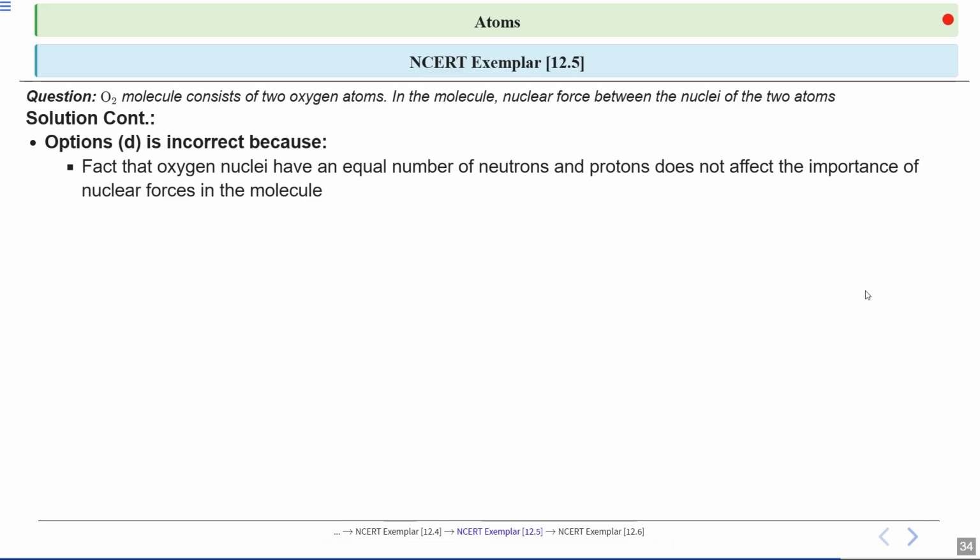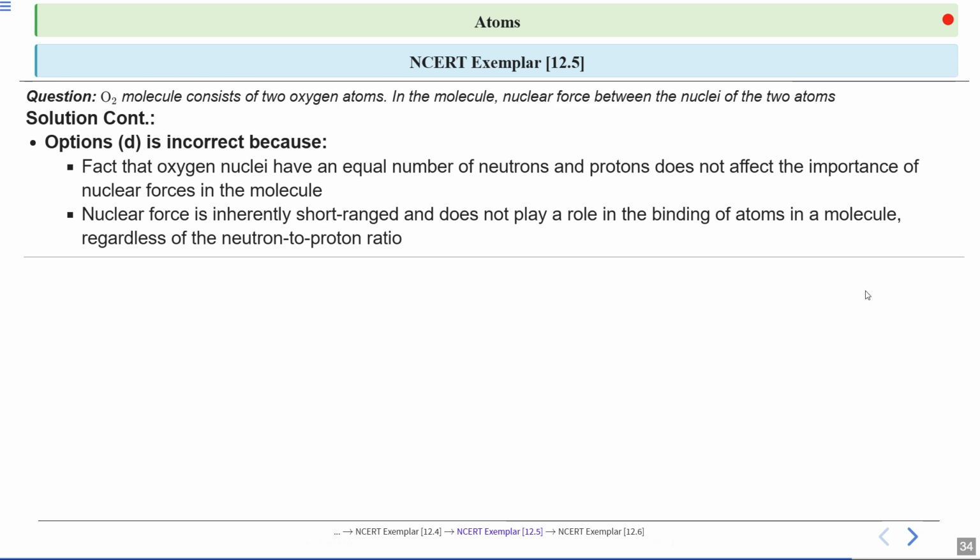The forces that hold atoms together in a molecule are different from the forces inside the nucleus. Let's emphasize that nuclear force is extremely short ranged. It only acts over distances about the size of a nucleus, which is roughly 10 to the power minus 15 meters. In a molecule, the nuclei are much farther apart. So nuclear forces don't play a role in holding the atoms together. Instead, chemical bonds like covalent bonds are responsible for the stability of a molecule like O2. This is true no matter what the neutron to proton ratio is.